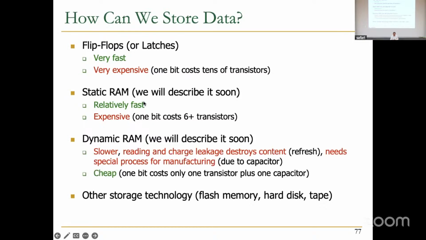So dynamic RAM, this is actually most of your memory. These are even slower. These are different technologies, so we will see different technologies. Reading and charge leakage destroys content, so you need to refresh things. And it's going to be interesting. And you need a special process for manufacturing these, because you need a capacitor, actually.